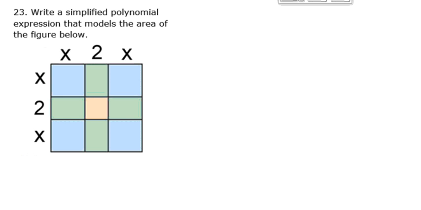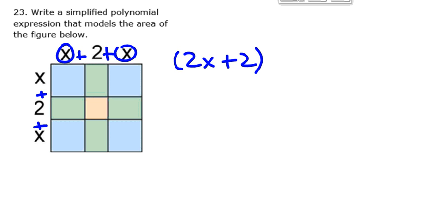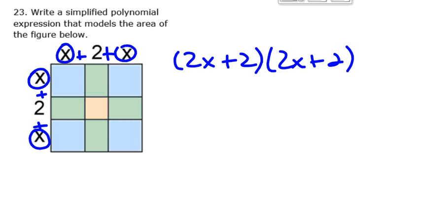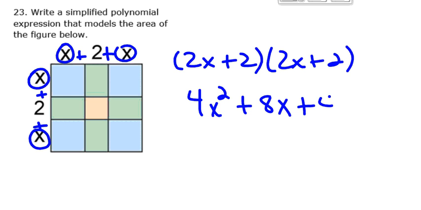All right, similar problem. Looks like I've got 2 x's up here, so 2x plus 2. And same thing down here, I've got 2 x's plus 2. And when you multiply that through, you should get 4x squared. I'm just going to go ahead and give you the final answer, plus 8x plus 4.